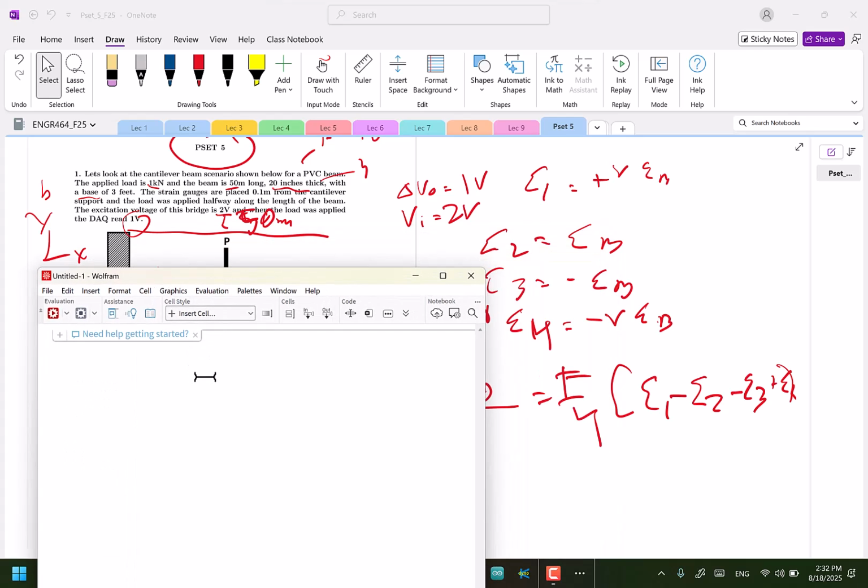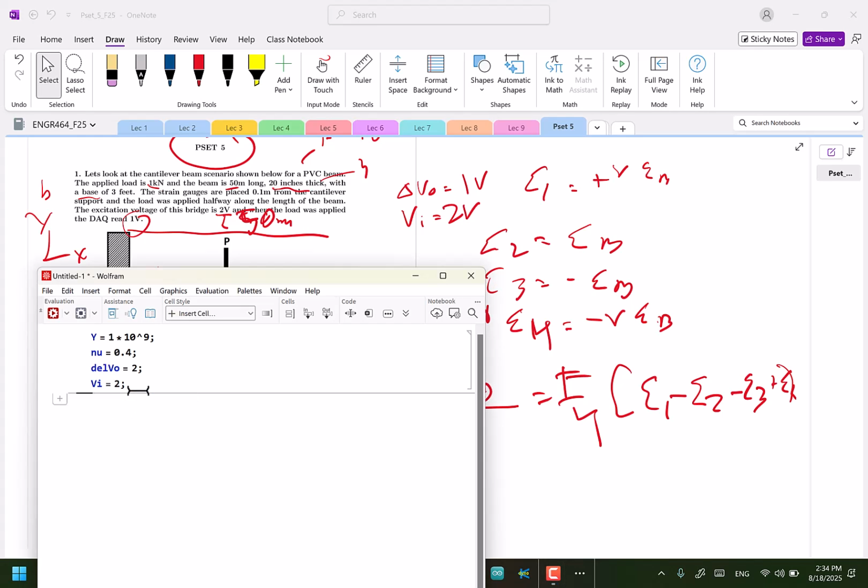So we know, for example, Y equals 1 times 10 to the 9th. Nu is equal to 0.4. Delta V naught equals 2... actually VI equals 2. There we go. So let's go ahead and define the rest of these values. E1, I'm just going to say, is equal to nu times EB. And actually we're going to find EB right now.